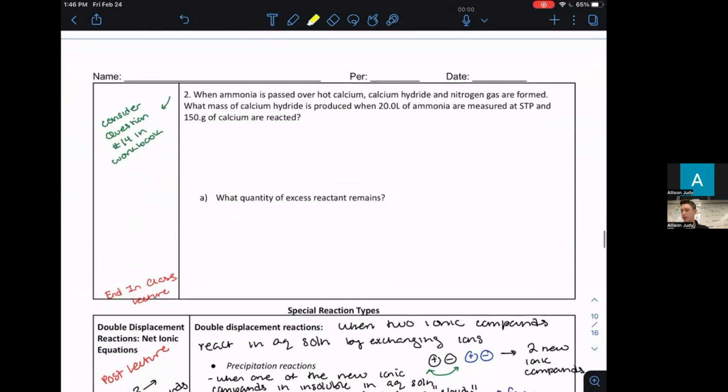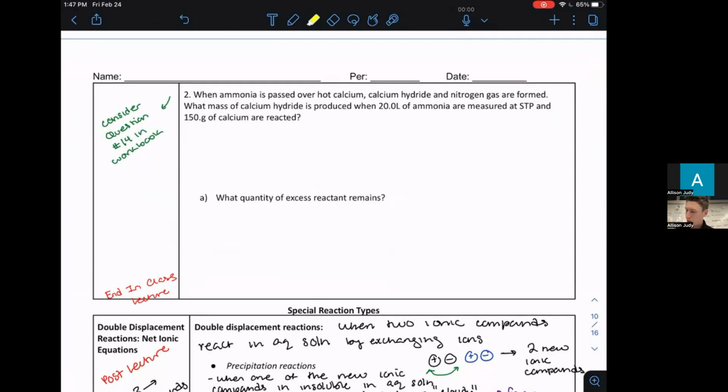So if we move on to this next one, we have: ammonia is passed over hot calcium, calcium hydride and nitrogen gas are formed. What mass of calcium hydride is produced when 20 liters of ammonia are measured at STP and 150 grams of calcium are reacted? That's a lot of words. I would say the first thing to start with, always, with one of these problems is going to be the balanced chemical reaction. You also need to know your compounds so that you can do this.